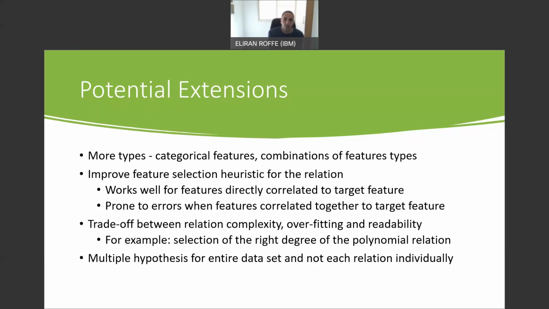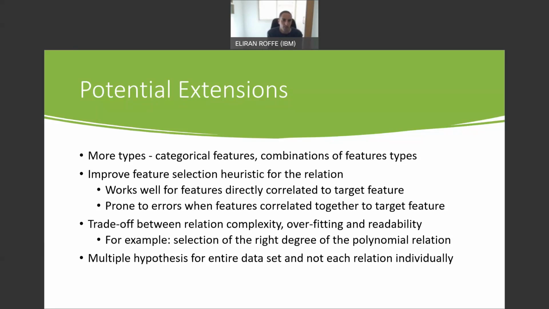There is also a trade-off between relation complexity, overfitting, readability, even performance. So it will make our approach more robust. For example, I showed you that the degree is 2. I'm not sure this is the right degree. Maybe the right degree is 3. I don't know. But we should start to enhance the research in this area and receive something more robust. Also, we considered every relation individually. It means that there is no dependency at all between relations. This is good in some respects, but it can have some disadvantages.